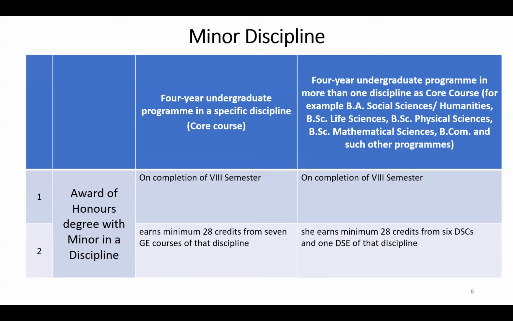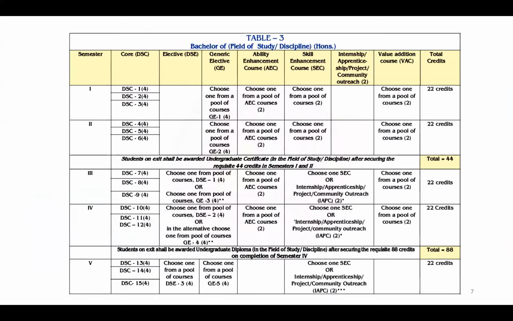And again, for a four-year undergraduate program in more than one discipline, for example, BSc Physical Sciences with Electronics, a particular subject will qualify as a minor discipline on the completion of the 8th semester. And the student will have to earn 28 credits from 6 DSCs and 1 DSC in that discipline. So that's how you acquire your minor discipline. Over to Shankarji for further explanation of this framework.